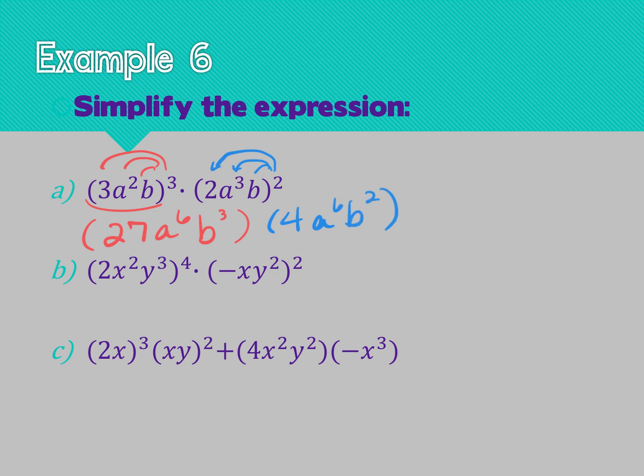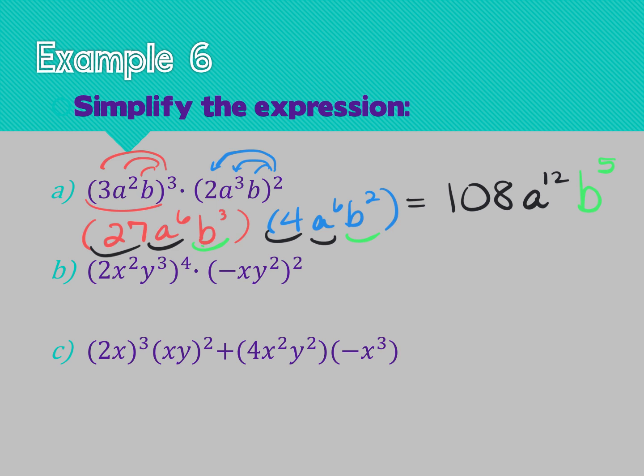Now when you multiply, you don't need like terms. Remember, we're just going to add those exponents, but we're going to multiply the coefficients. So I actually have to multiply 27 times 4. This is going to give me 108. And then I'm going to go back and add the a's. 6 plus 6 is 12. And then go back and get the b's. And then b to the 3rd and b squared. 3 plus 2 is 5.